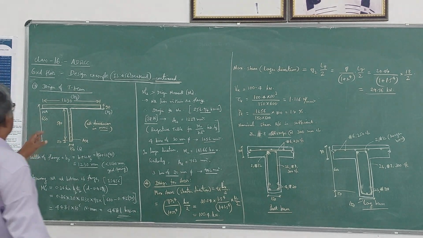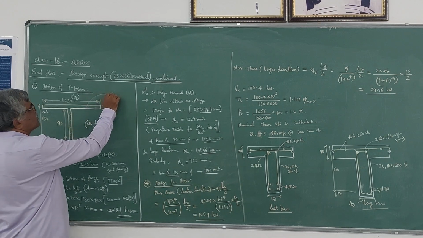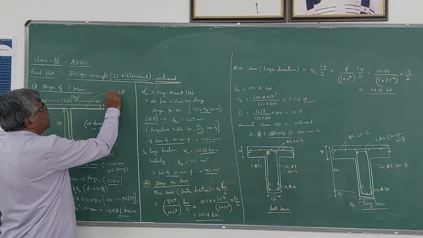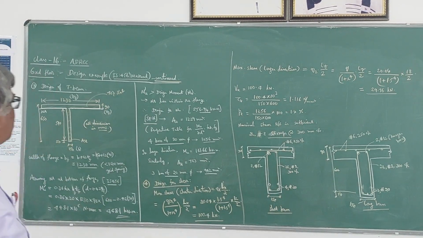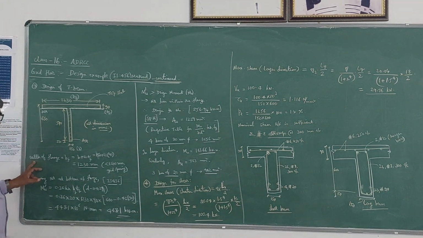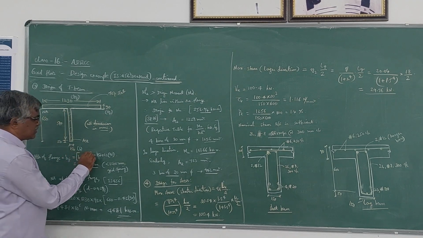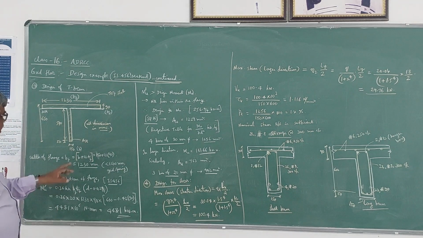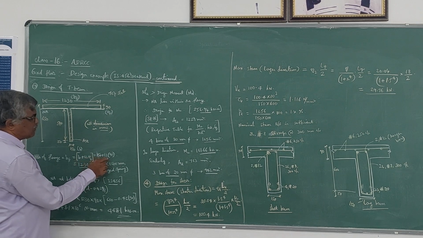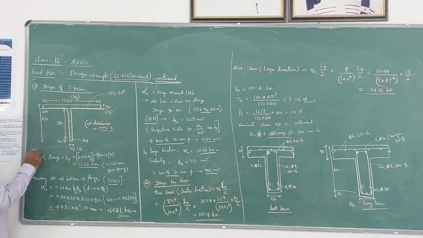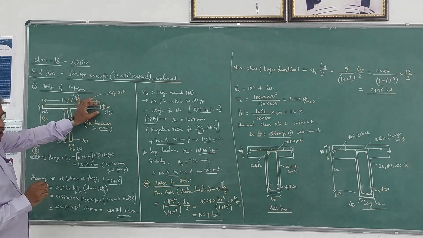Now one more dimension we need, that is the width of the flange portion, because a portion of the top slab acts as a beam. That width of the slab which acts as a beam is called the flange portion. The width of the flange, denoted by BF, is given by this formula: B plus 12 times TF, where B is the width of the beam, which is 150, plus 12 times the thickness of flange, 90 mm. The thickness of flange is nothing but the thickness of the top slab.